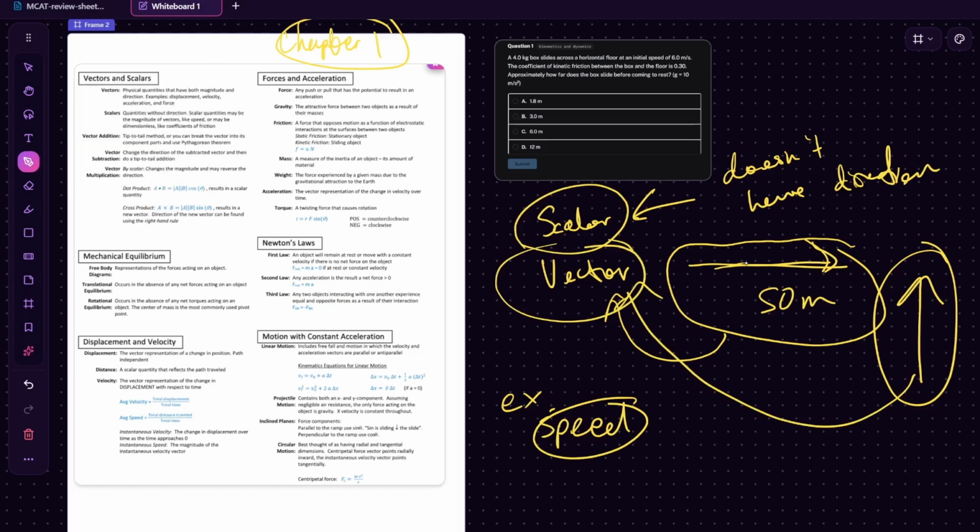As it reads here, vectors are physical quantities that have both magnitude and direction. Your magnitude would be the number here, like 50, 25, or it could even be negative 25, things like that, and then your direction as well. Examples include displacement, velocity, acceleration, and force. Those are vectors. Scalars are quantities without direction. Scalars may be, let's go on the review sheet so it's easier to see.